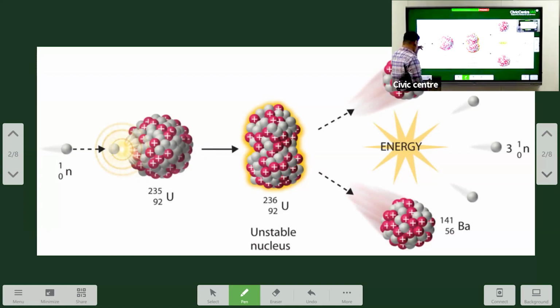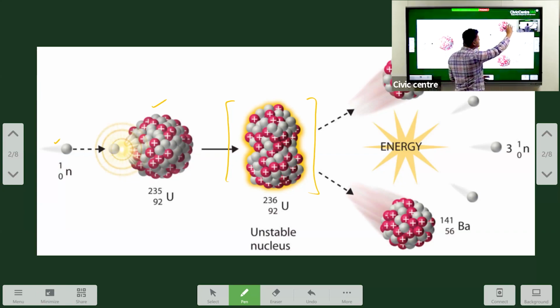Firstly, a neutron is going to collide with the uranium-235 atom. Now, once it collides, it's going to form an unstable nucleus. Now, this nucleus, to attain stability, is going to give you two atoms, which are krypton and barium. And at the same time, a lot of energy is going to be released, and we are going to get three neutrons. Now, this is what happens in a nuclear fission reaction.